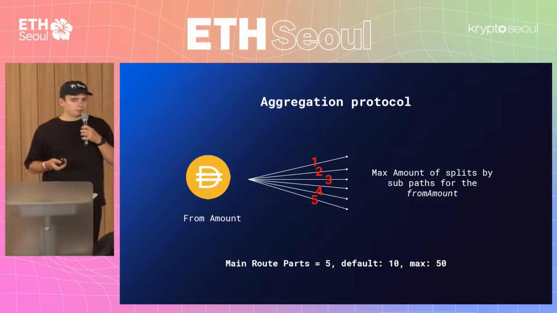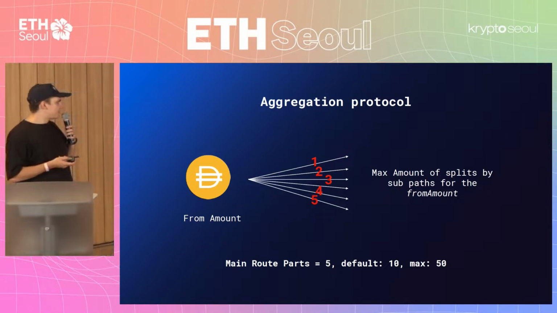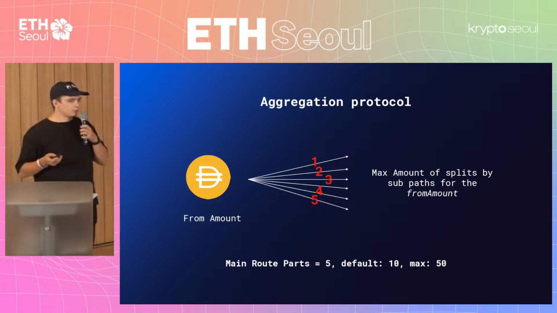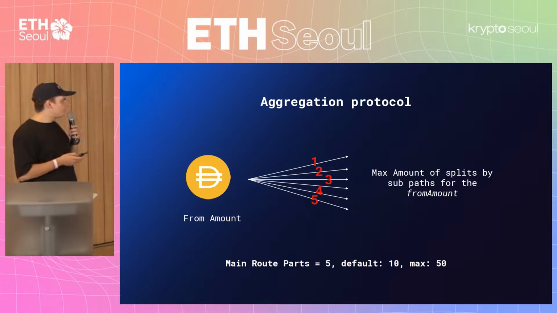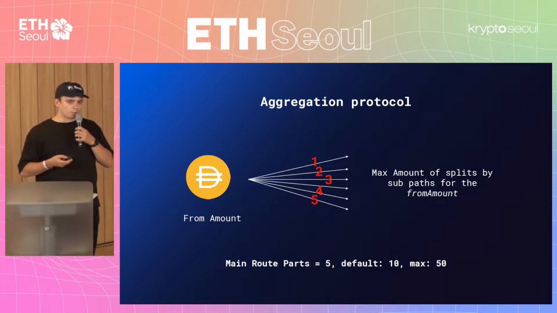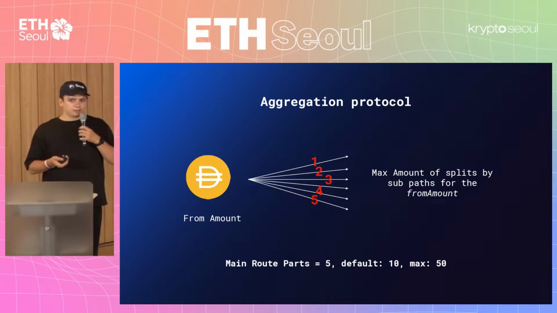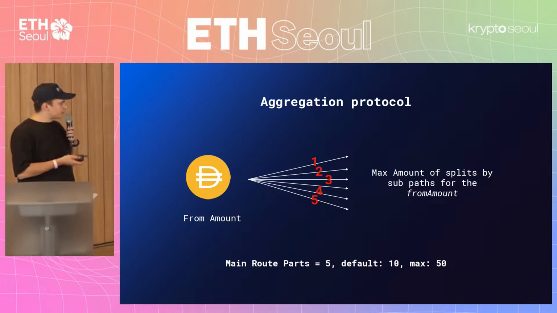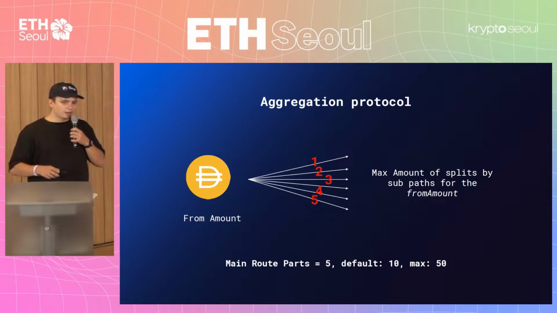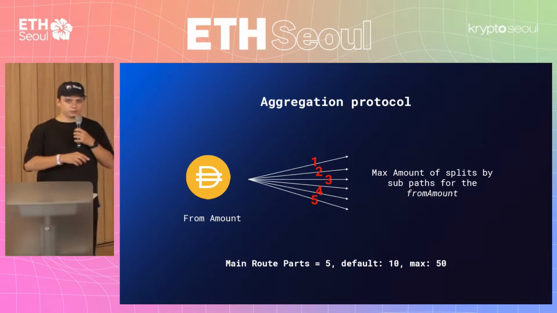Another very important parameter is main road parts. Basically, this is the max amount of splits that you can make for each subpath from the from amount. It can be up to 50. Usually it's 10, but in the current example it's just 5. Basically, that means that we can split your DAI amount on each path into 5 parts to swap on multiple dexes to the USDC, for example.